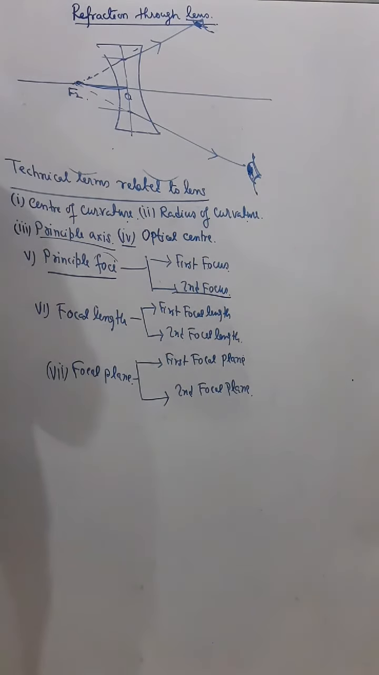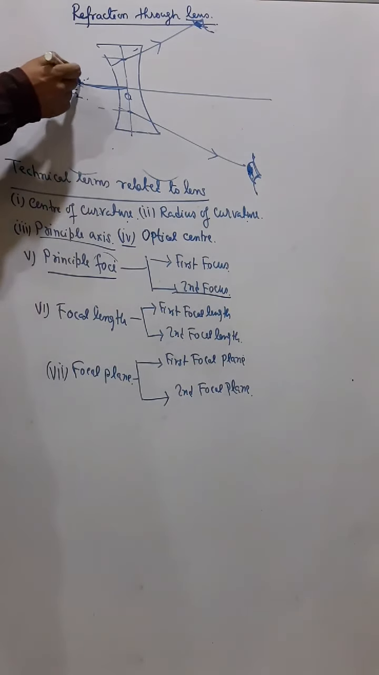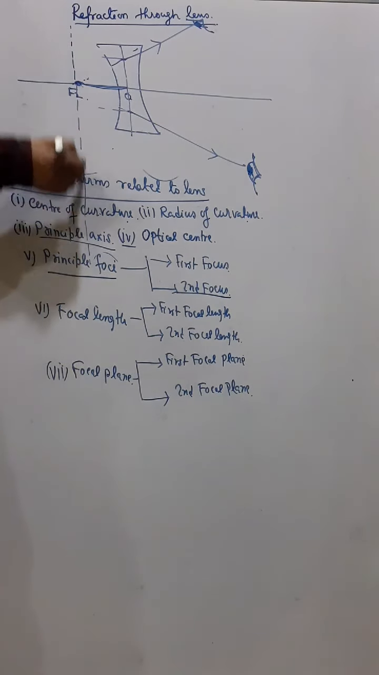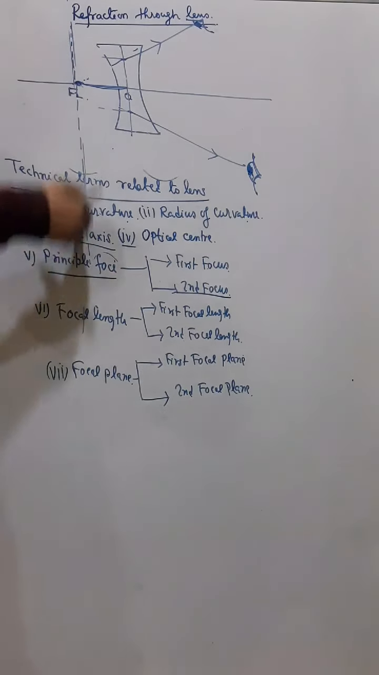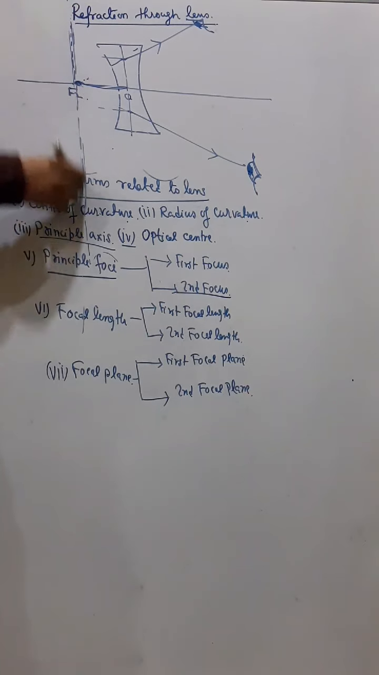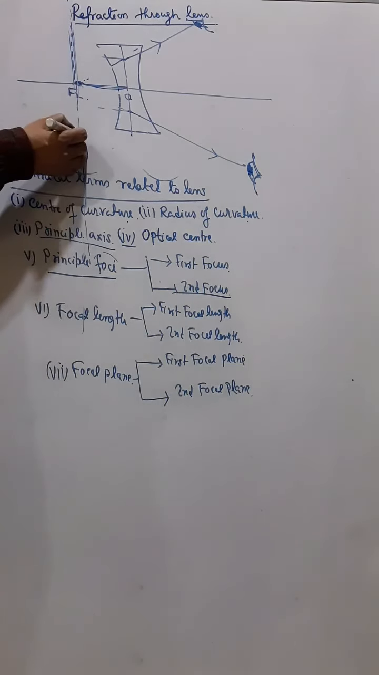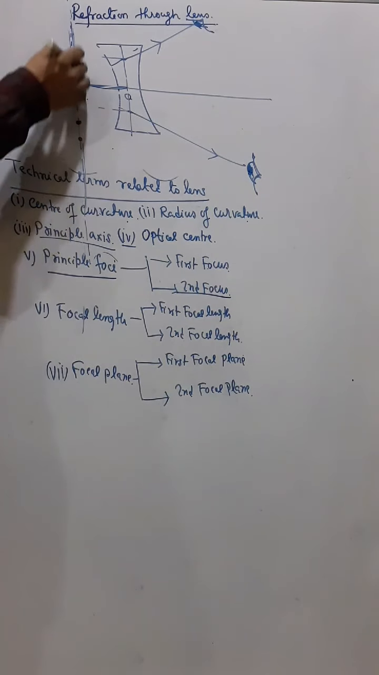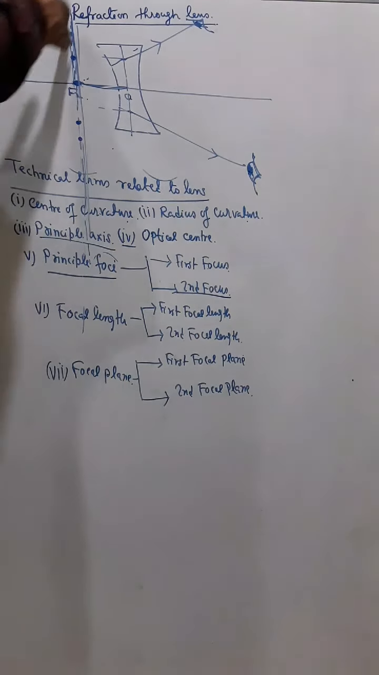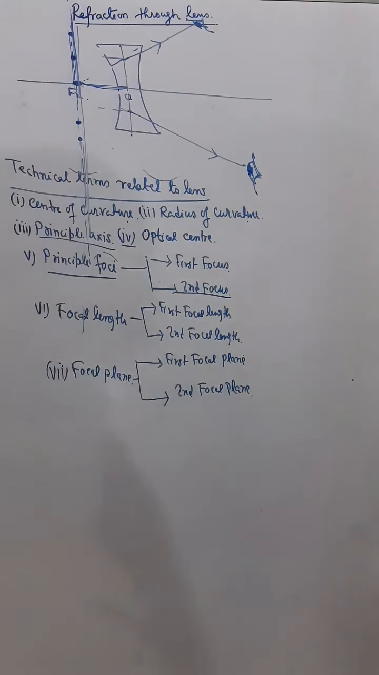And focal plane. The plane passing through the focus is called focal plane. So you can understand, if this is the focus, then this full plane, that is normal to the principal axis, this imaginary plane, is called focal plane. So this point is on the focal plane, this point is on the focal plane, this point is on the focal plane, and this is the focus. Same for first focal plane, second focal plane. So the imaginary plane passing through the focus is called the focal plane.